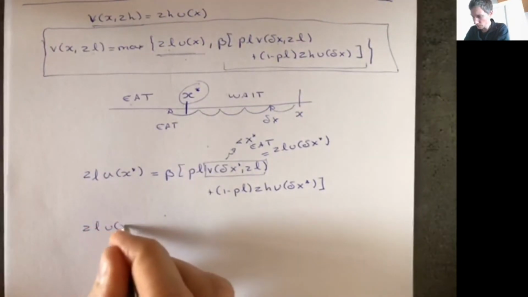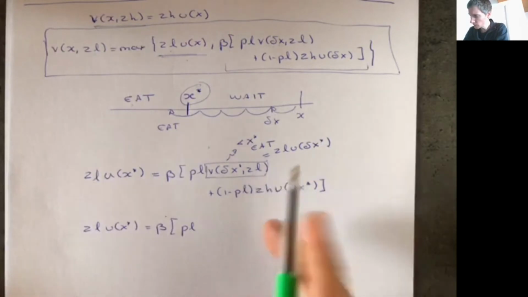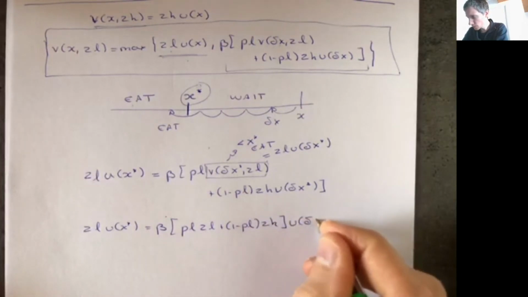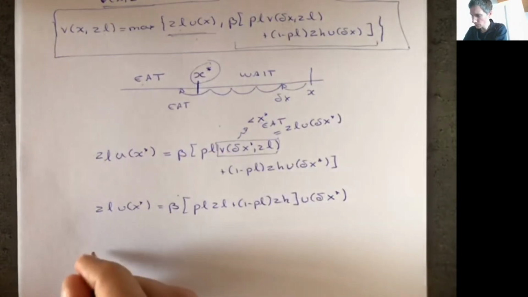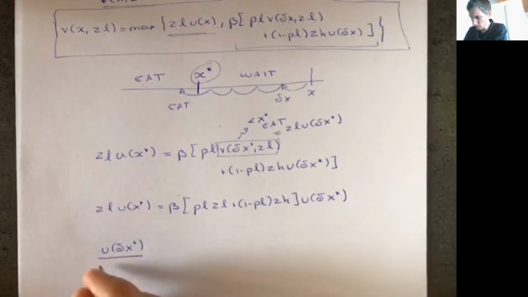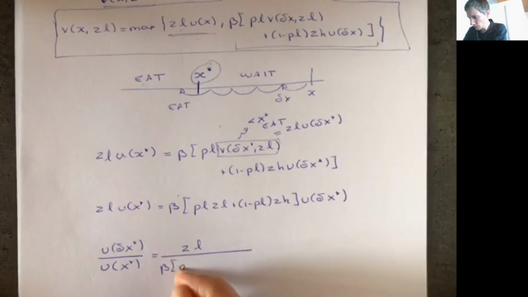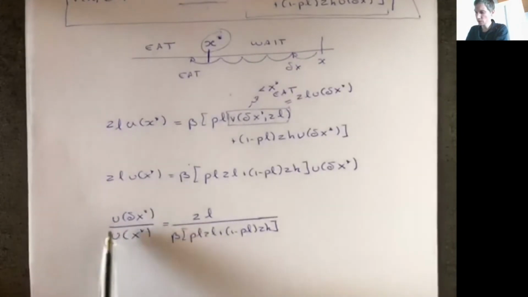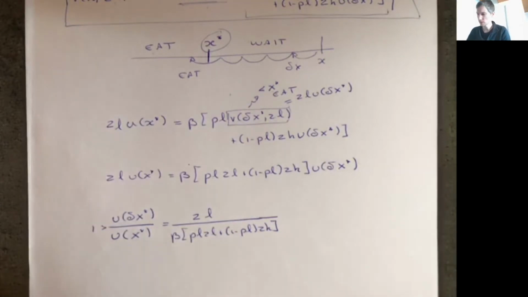So this simplifies to the following. It's beta, and then we have PL ZL plus 1 minus PL ZH, and this times U of delta x star. I can rewrite this as U of delta x star divided by U of x star is equal to ZL divided by beta times PL ZL plus 1 minus PL ZH. This gives me the utility of the cake of size delta x divided by the utility of the cake of size x. Normally this will be smaller than 1.